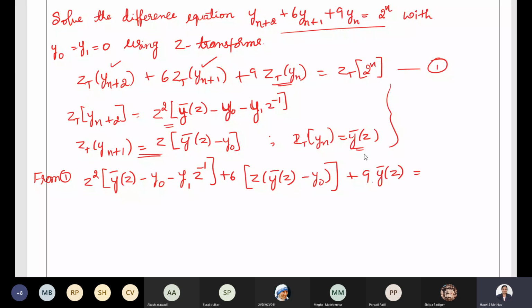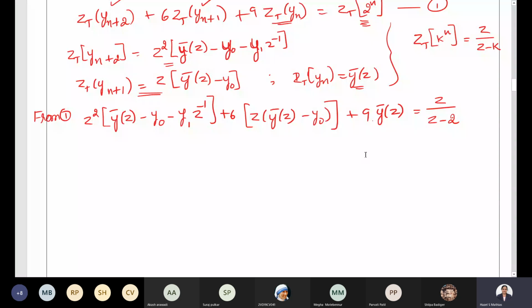That is equal to, what is the z transform of 2 power n? I repeat this in almost every class. The z transform of k power n is z by z minus k. So the z transform of 2 power n is z divided by z minus 2. Is it okay? Yes, ma'am. Okay, done.